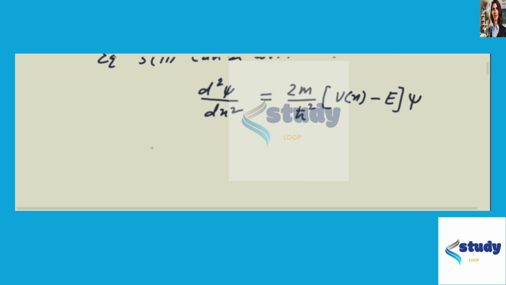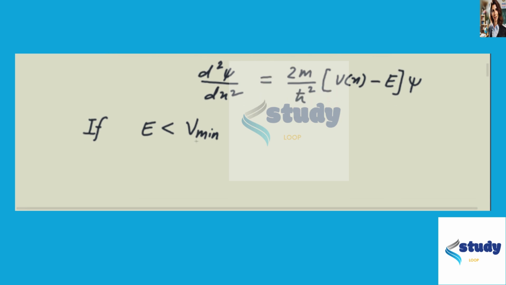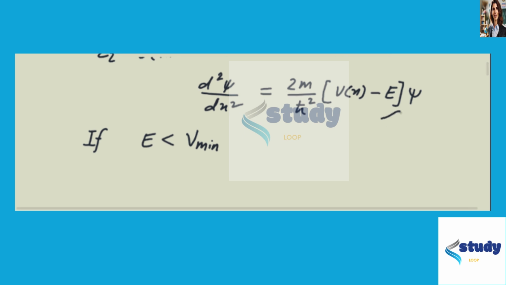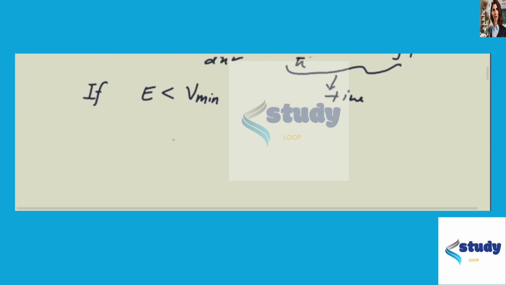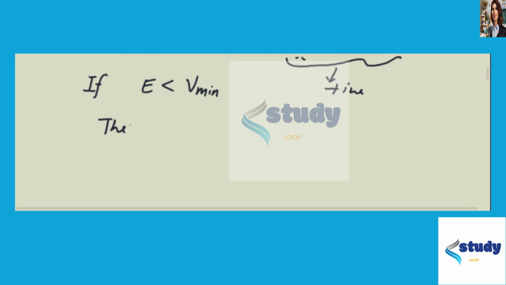Now if E is less than V minimum, then the coefficient of the wave function psi will be positive, so this whole factor will be positive. Hence the second derivative and the wave function will be positive. That means d2 psi by dx square and psi have the same sign, that is positive.